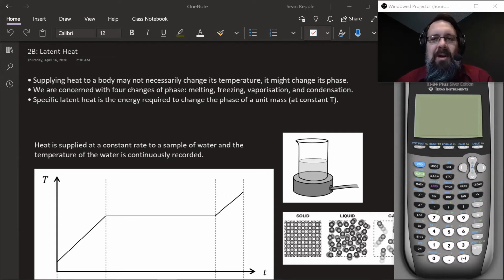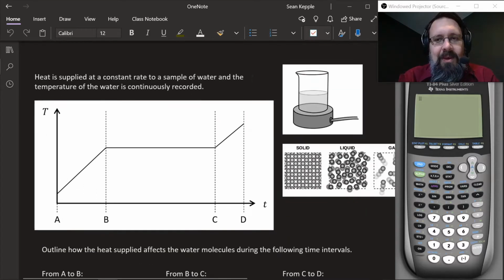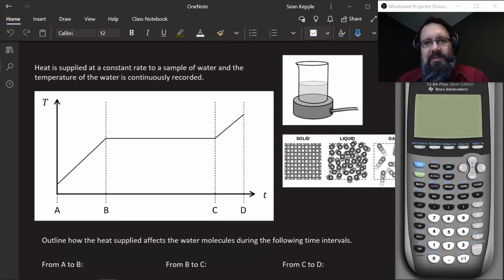So what we really want to understand today is how do you change the phase of a material, and you do that by supplying heat to it, and there's a certain amount of heat that it's going to take to change the phase, and we call that the latent heat. We're going to begin by looking at the same situation we looked at in the previous lesson, which is a sample of water on a hot plate.